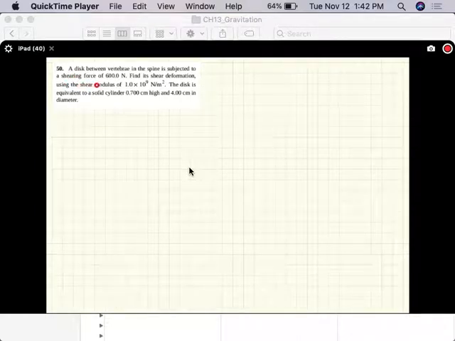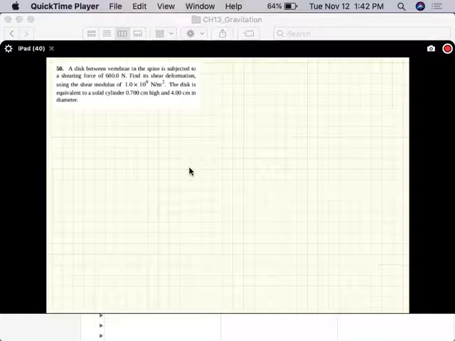Okay, so this problem says a disc between vertebrae in the spine is subject to a shearing force of 600 newtons. Find its shear deformation using the shear modulus of 1 times 10 to the 9 Newton per meter square. The disc is equivalent to a solid cylinder, 0.7 centimeters high and 4 centimeters in diameter.